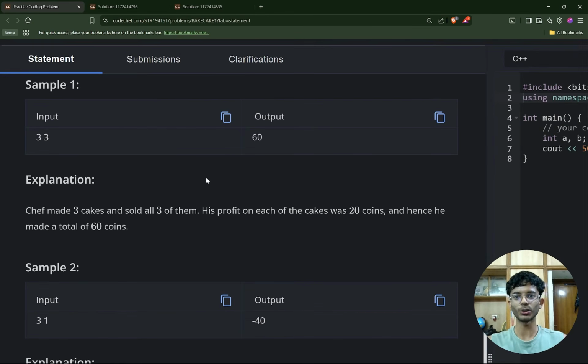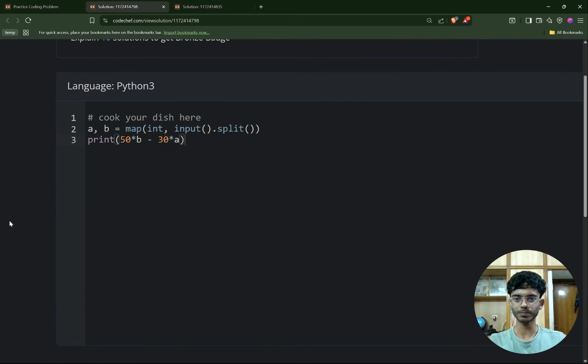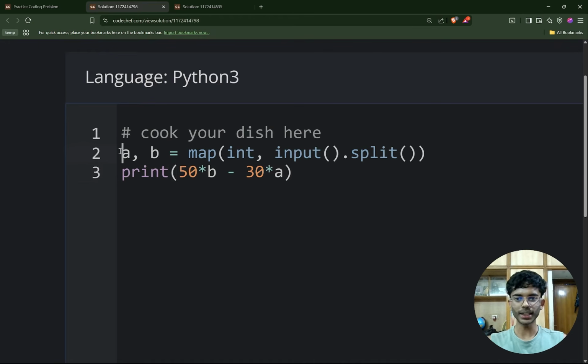Now let's see the solution in Python first. We'll be taking an input of A and B, where A represents the number of cakes Chef made and B represents the number of cakes Chef sold. And how are we taking in the input? I'll just break down the statement. First of all, we're taking in the input of the whole line as a string, and then we are splitting it with respect to the spaces.